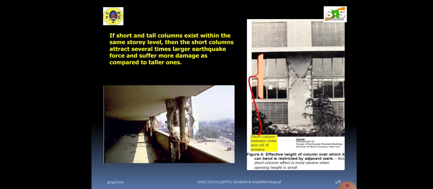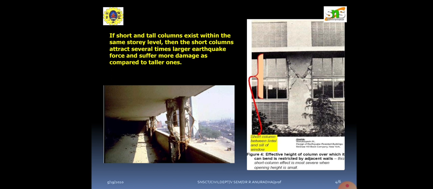I have already mentioned that in corridors and such places, you can see short columns. If short and tall columns exist within the same story level, then short columns attract several times larger earthquake force and suffer more damage compared to the taller ones. As I have already told, it is stiffer and also attracts more earthquake load.